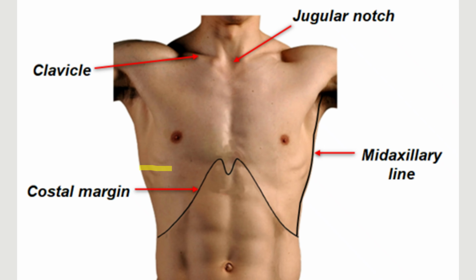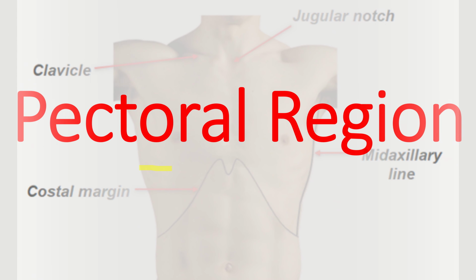The anterior aspect of the chest or the thorax is known as the pectoral region. The pectoral region consists of the muscles that connect the upper limb with the anterolateral chest wall and also the mammary glands which secrete milk in females. We shall discuss in detail about the pectoral region.